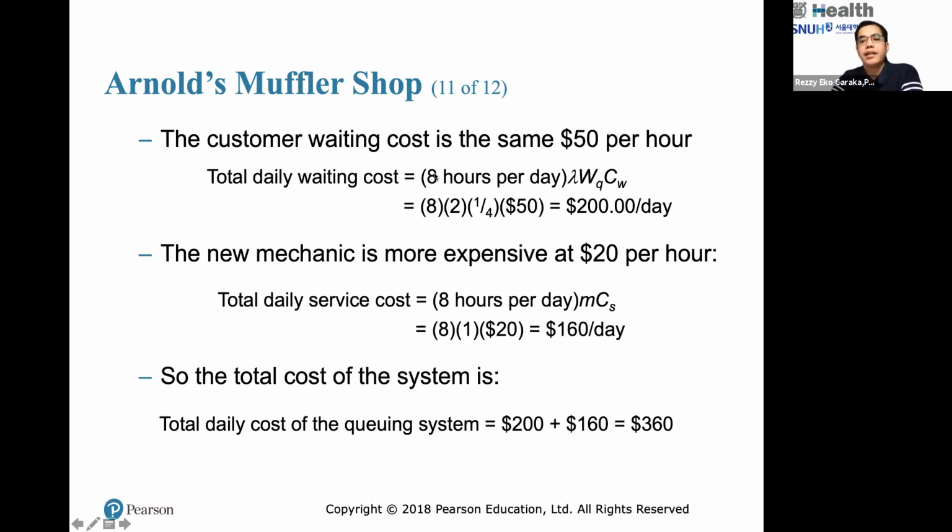Here, like the previous slide, it's easy as well. We can calculate the customer waiting cost, which is $50 per hour. Using that, we get the total daily waiting cost of $200 per day. Also, we can calculate the total daily service cost, which is $160 per day. And we can calculate the total cost of the system by summing the total daily waiting cost plus the total daily service cost. So we get a total daily cost of $360 for the current system.